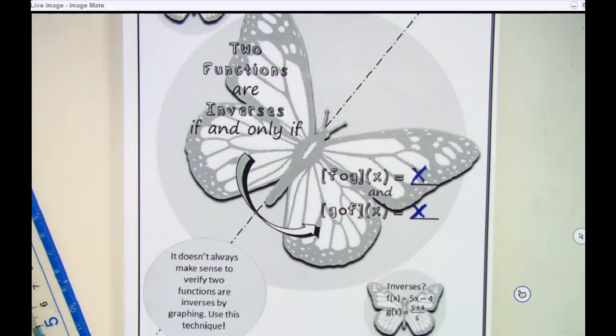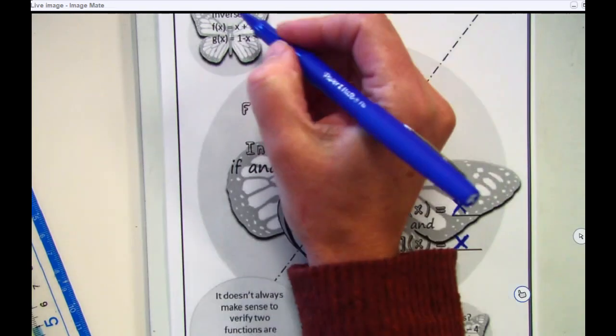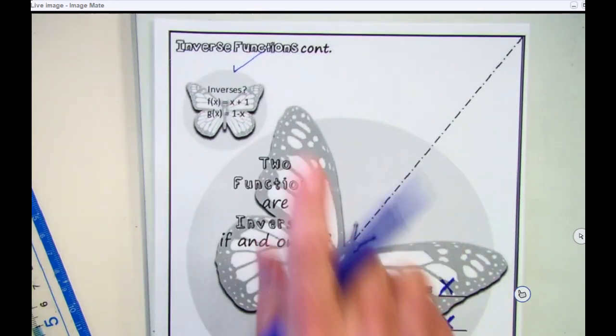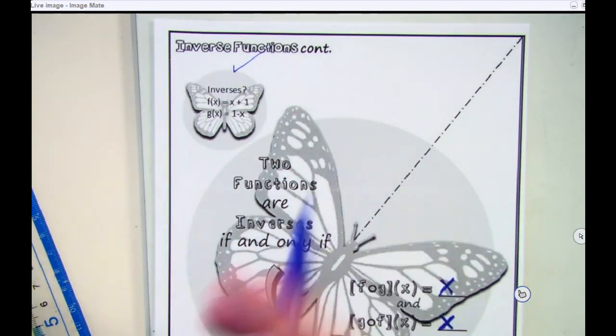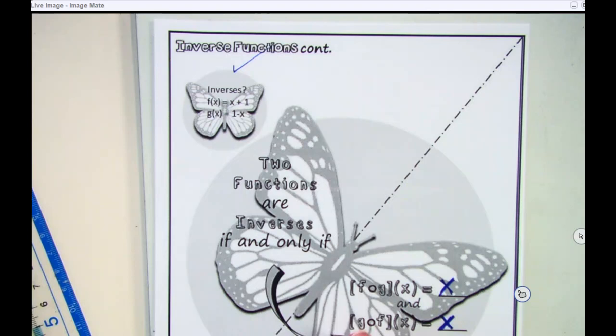Somebody in here today is going to ask me, they're going to say, okay, I got x on this one, but not on this one. So are they inverses? What am I going to say? No, because they both have to be x, right? So let's do this one here first. How about we split up? The left half of the room, will you guys do f of g? My right half of the room, will you guys do g of f?